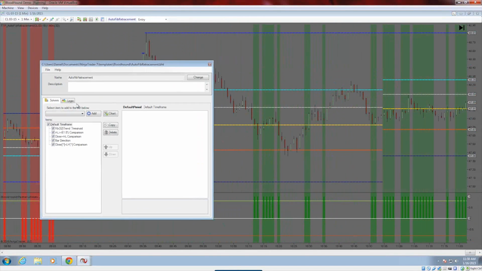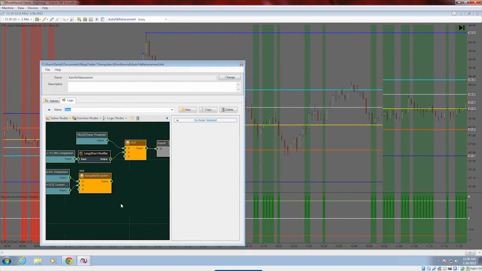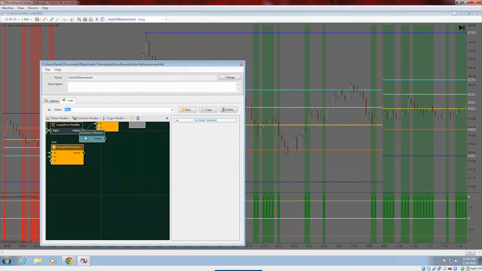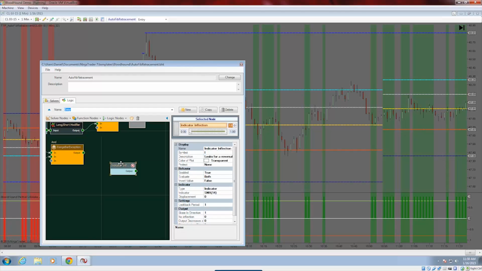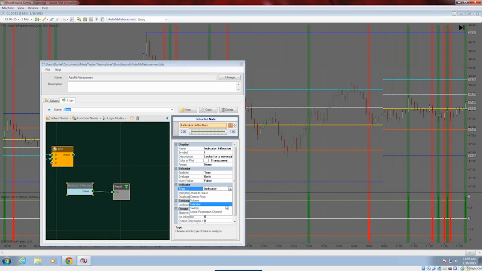Now we'll add in a closing price inflection for the 1 minute. Let me just show you this quickly. So this is the indicator inflection. This is showing us basically a pivot in any indicator or price or whatever. If the previous bar was sloping down and then the current bar slopes up, that's a change in direction, that's an inflection. Okay, so we'll add in the closing price inflection.